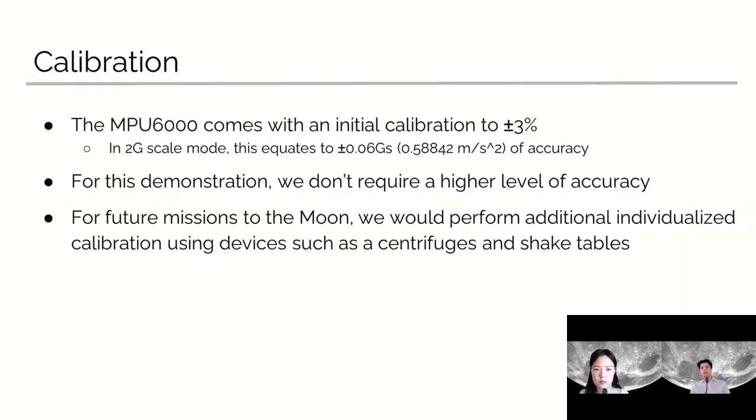And lastly, we want to talk about calibration. So would you be able to talk about that, Yvonne? Yeah, of course. So the MPU 6000 comes with an initial calibration to plus or minus 3%. And in the 2G scale mode, this means that it is plus or minus 0.06 Gs of accuracy. And for what we're doing here, we won't require a higher level of accuracy. And for future missions to the moon, we intend to add additional calibration.